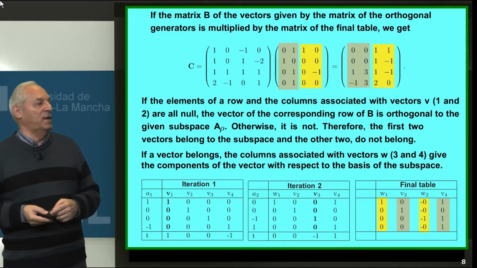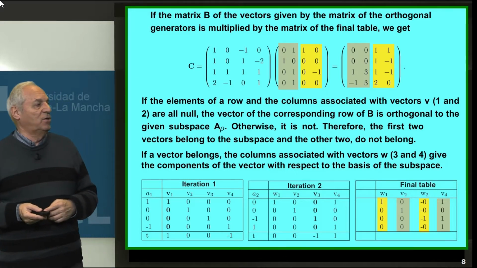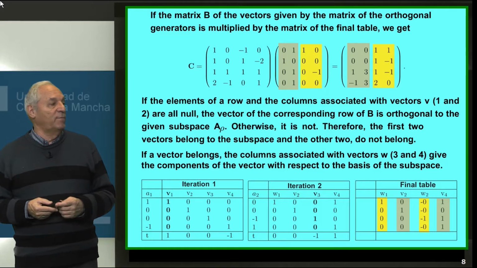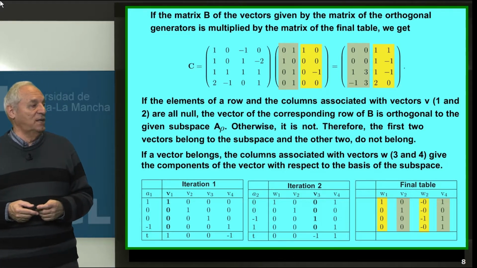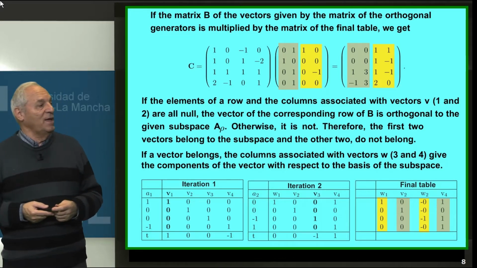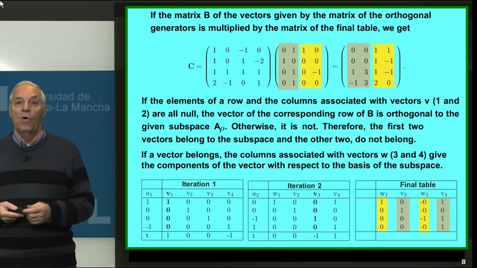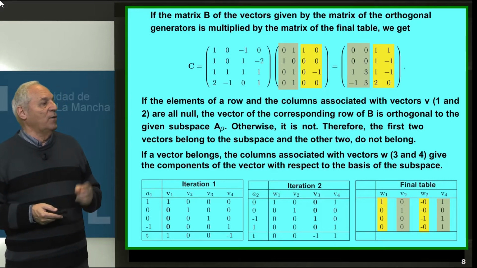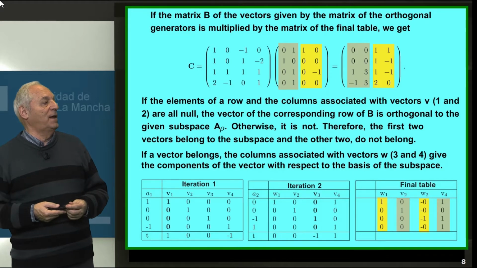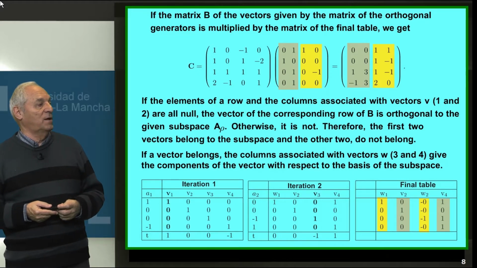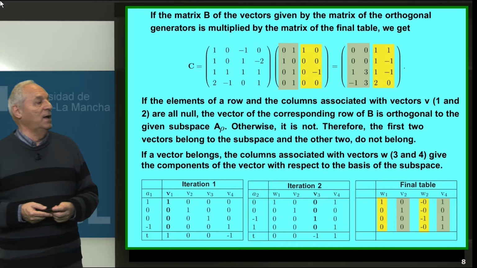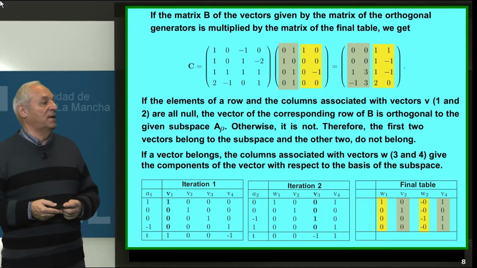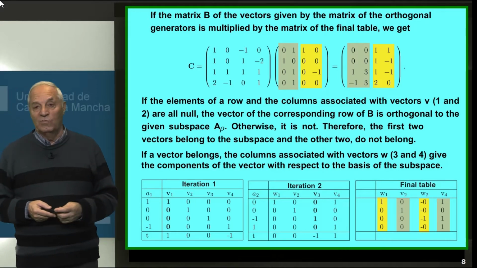So, the first vector, we know that since it has the first two columns 0, it belongs to the subspace, and having as its last columns 1 and 1 in yellow means 1 times the first column of the matrix A row plus 1 times the second column gives us the vector, what we want to calculate.